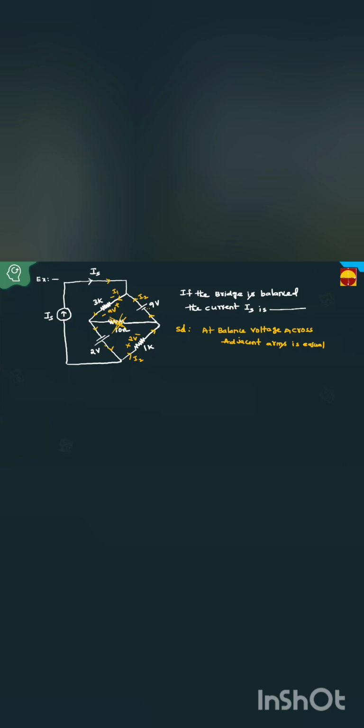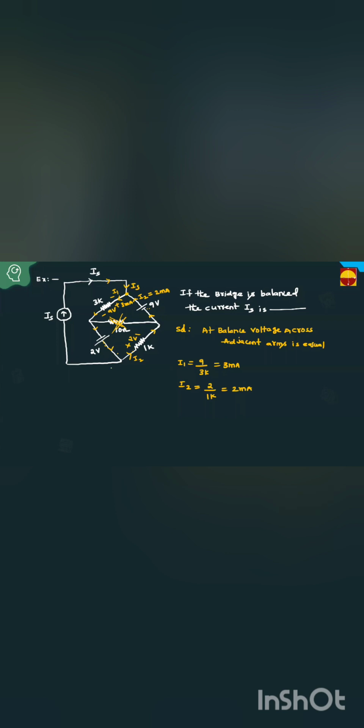Now, what is the I1 current? 9 by 3 kilo ohms. This is I1 equal to 9 by 3 kilo ohms. That is 3 milliamps. What is I2 equal to? 2 by 1 kilo. That is 2 milliamps. But why was the direction taken like this? Because this positive potential is connected here. Wherever the current is entering, that is the positive. Now, this is 2 milliamps. This is 3 milliamps. Now, you find this IS.